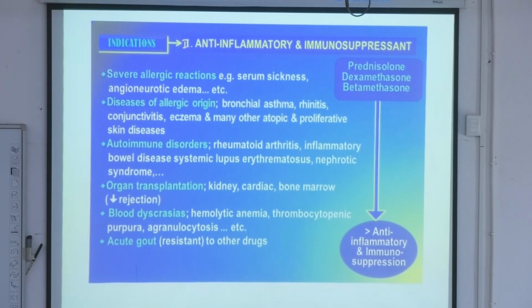The body's excessive immunity is destroying the body's own cells. So you have to suppress immunity. Okay? Acute gout is a condition where uric acid is high. There is a very severe inflammation of certain joints, and corticosteroids are a very good drug to control that inflammation.